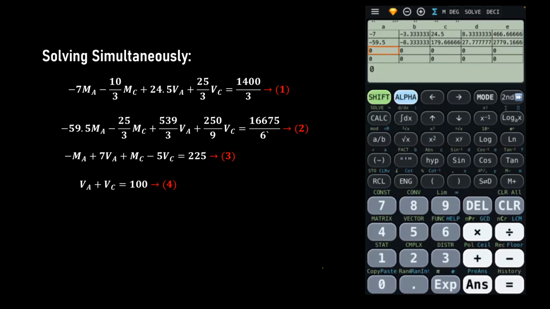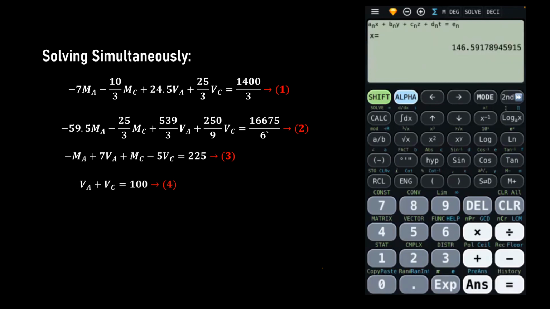There. So, let's go to our third equation. So, yung negative MA, so negative 1 plus MC, so positive 1 plus 7 VA, so plus 7 minus 5 VC, so minus 5, negative 5 equals 225. Our last equation, fourth equation, so we don't have MA and MC, so 0 and 0. Then VA, so plus 1. VC plus 1 equals 100.